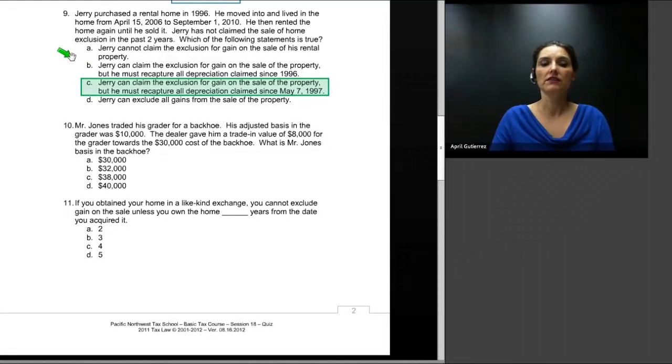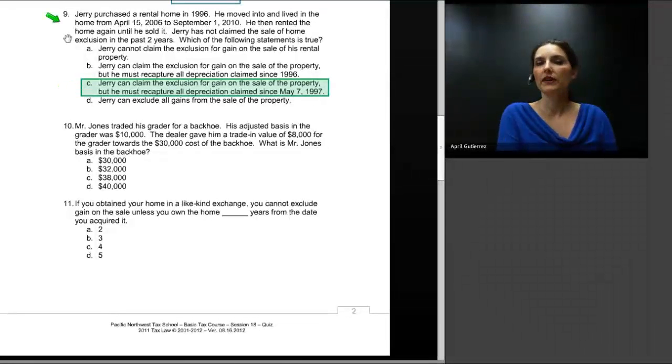Jerry cannot claim the exclusion for gain on the sale of his rental property. Well, no, that's not true. He owned and occupied his home for 2 out of the last 5 years. He can exclude something. Jerry can claim the exclusion for gain on the sale of property, but he must recapture all depreciation claims since 1996. Well, that's partially true. Since 1996 is not technically correct, because really the date is depreciation claimed after May 6, 1997. And so, of course, then we move on to option number C. Jerry can claim the exclusion for gain on the sale of the property, but he needs to recapture all depreciation claims since May 7, 1997. That is a true statement.